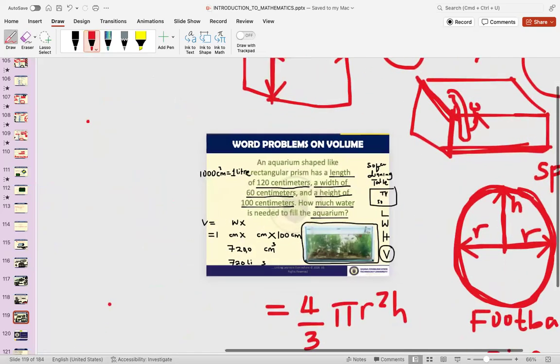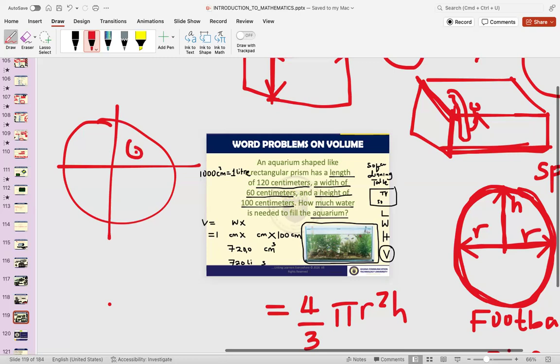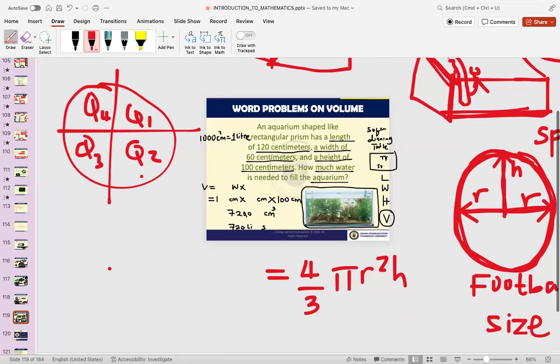So if you take the football, it can be divided into four. We call them quadrants. So quadrant one, quadrant two, quadrant three, quadrant four. Okay. So for each of the quadrants, if I take it out, for each of the quadrants like this, it looks like a prism. I hope you remember a prism.